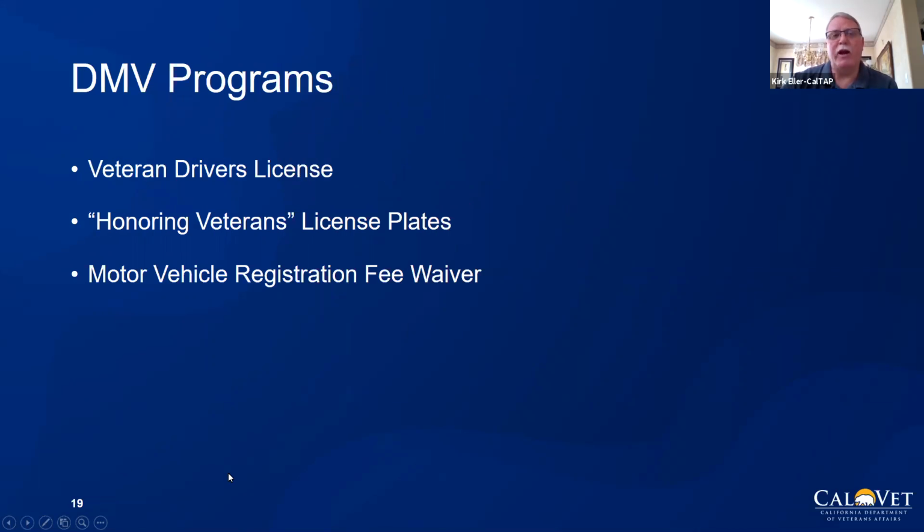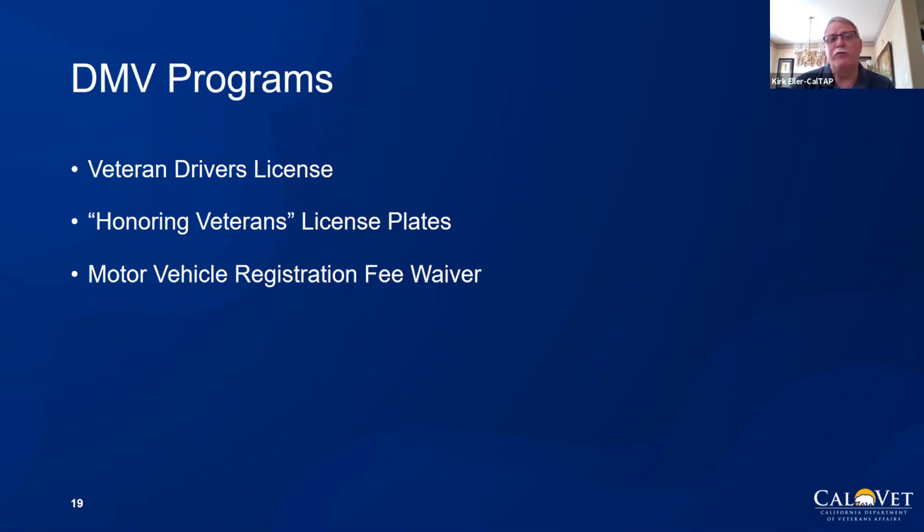We also have DMV programs. Our DMV programs allow you to have the veteran designation put on your driver's license. There are honoring veteran license plates, which allow you to put your unit logo, your branch of service, Purple Heart recipients, Gold Star families, things like that, to show your pride and also to honor veterans on your license plate. One key note for the license plate fees: a lot of people think they don't want to pay extra for those plates because they're costly, but the fees for those actually go to veteran programs throughout the state.